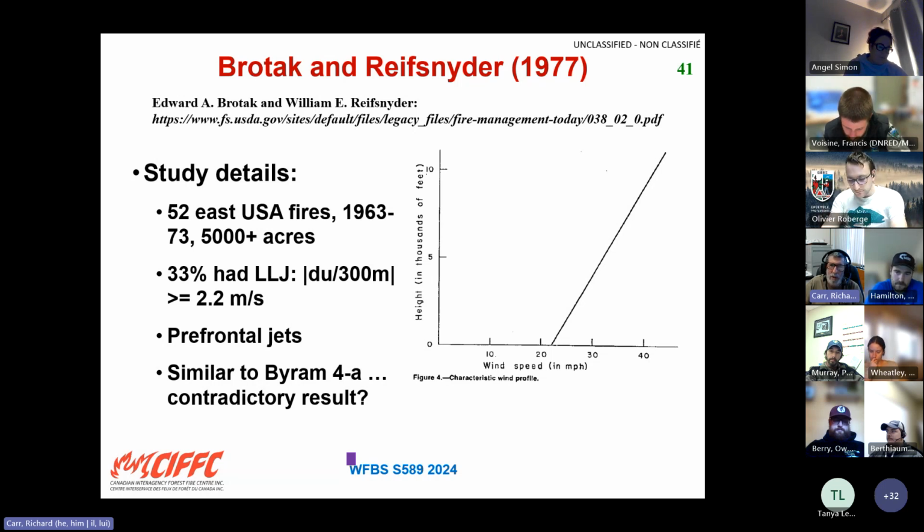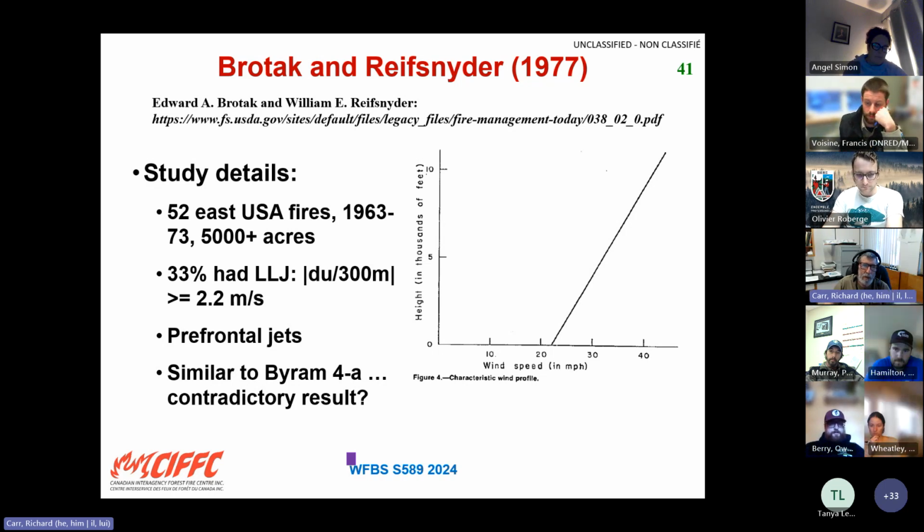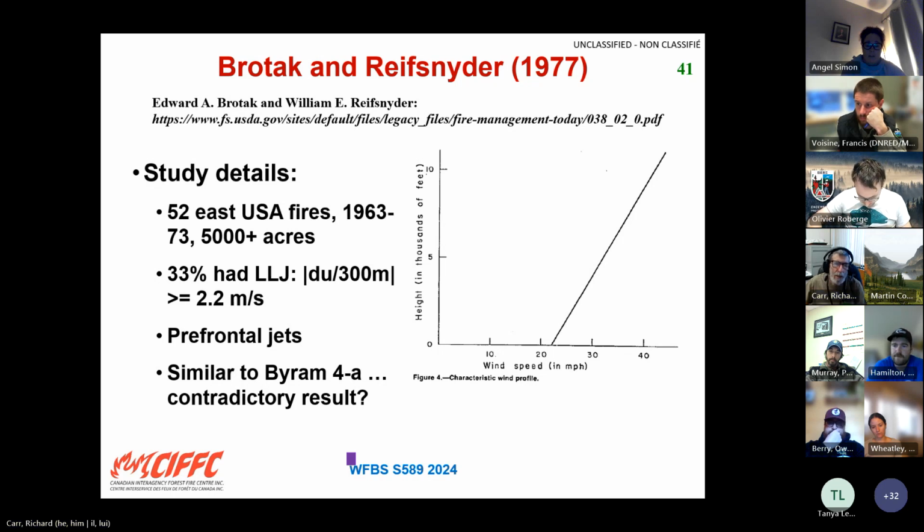A lot of those occurred in prefrontal jet streams, so we get a cold front, or maybe a warm front followed by a cold front, coming through, and as that low pressure area moves into your area, you get that prefrontal jet stream, usually at low levels. It's similar to Byram's 4A, but maybe a bit of a contradiction. Byram has a few more wiggles in the line, and this one's pretty straight. It's probably just a regression line, where they're trying to estimate the best fit amongst a plot of different points.